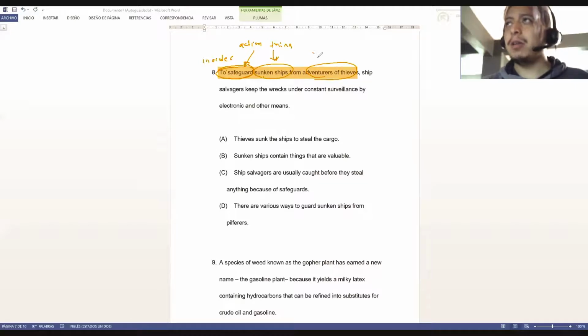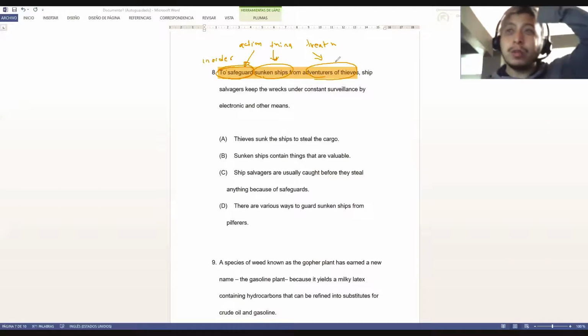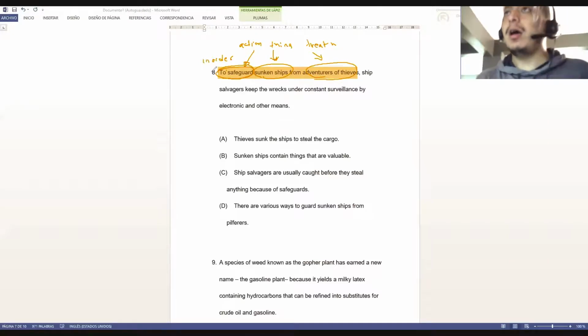And the threat, the menace, the people that they need to protect them from, is adventurers or thieves. Adventurers or thieves, they are the menace, they are the threat. They are the ones that you want to keep away. In order to safeguard sunken ships.